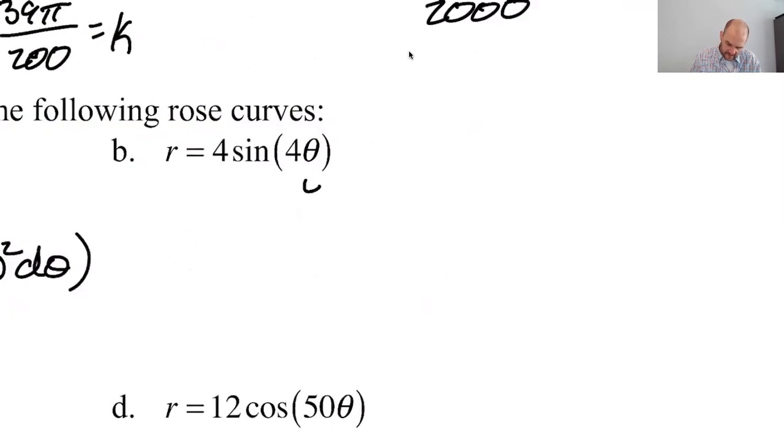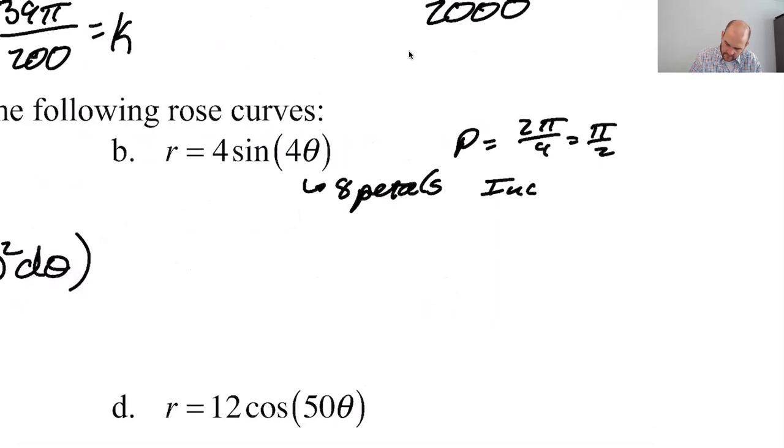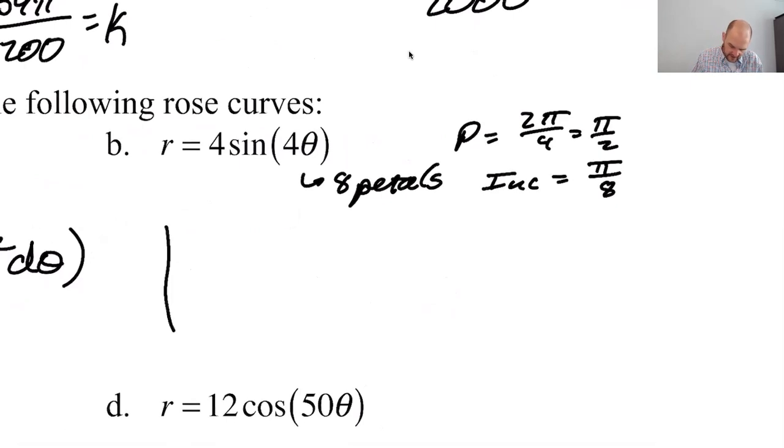Here, what are we looking at? We're looking at 8 petals. I need to know that so I can figure out what I'm doing. And the period is going to be 2 pi divided by 4, so pi over 2. And then the increment is going to be that divided by 4, so pi over 8. I was like, why did I divide 2 pi by 4? But there are too many 4s in this problem. Pi over 8. So I'm going to create the rectangular graph, or part of the rectangular graph.